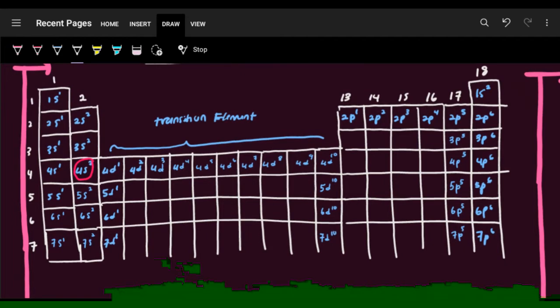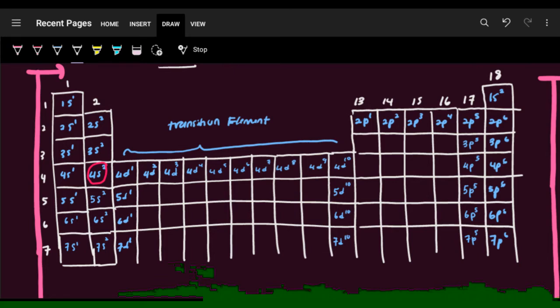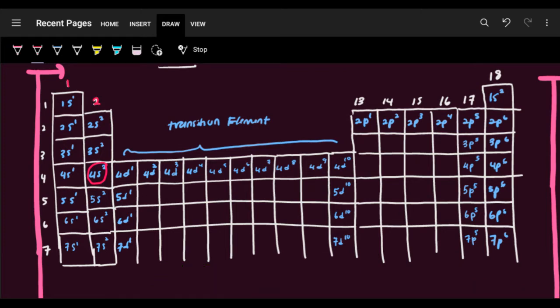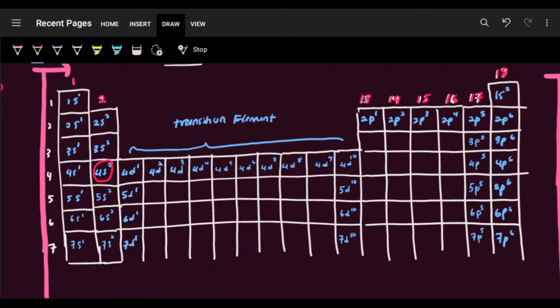As we know, every column represents the number of a group. So from the left, this is group one, group two, and in the middle are the transition elements, and then it continues to group 13, group 14, group 15, 16, 17, and group 18. In the IB syllabus, group 13 is also referred to as group 3. Group 14 is referred to as group 4, 15 as 5, 16 as 6, 17 as 7. And every row represents the period number, or the number of shells for the atom. So from the top, period 1, period 2, period 3, period 4, period 5, 6, and 7.